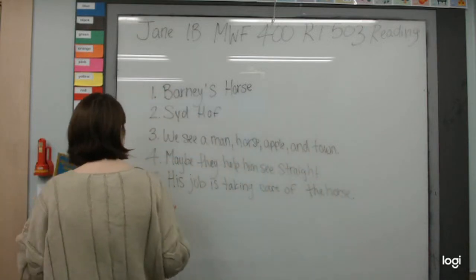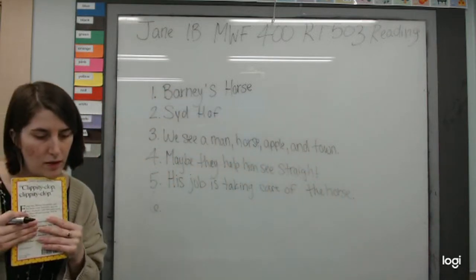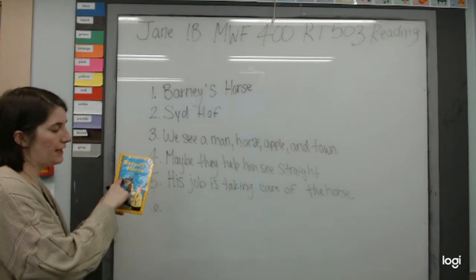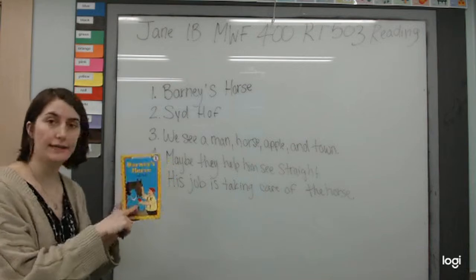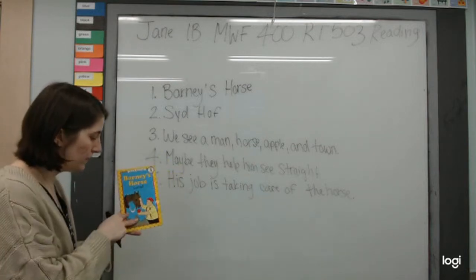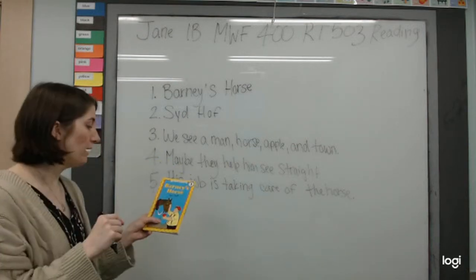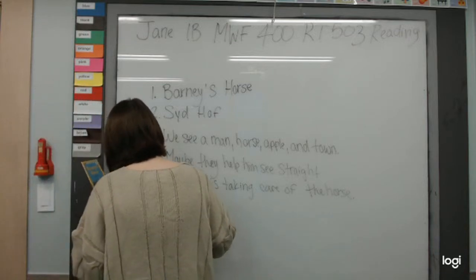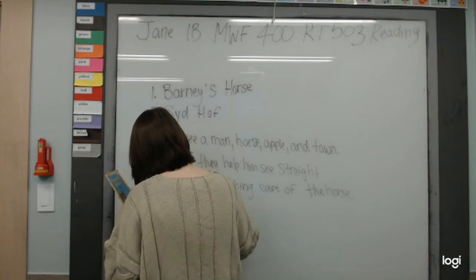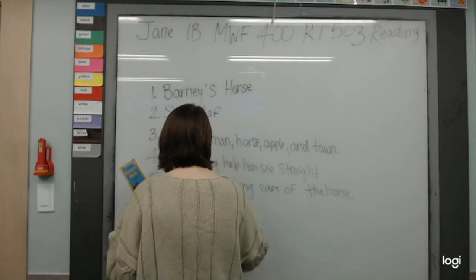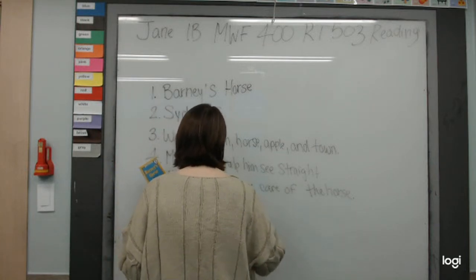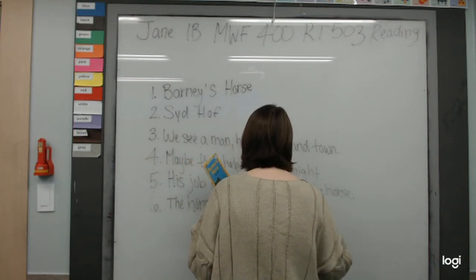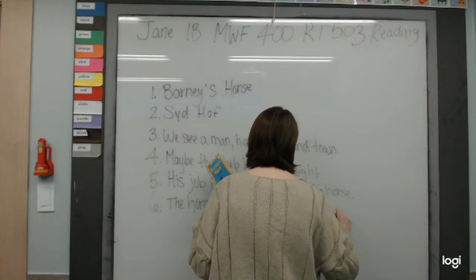All right, number 6. What do you think the horse's job is? Well, the horse looks like he has some kind of harness on him, right? And we can see a wooden peg it looks like. So maybe his job is to pull a wagon, right? So the horse's job is to pull a wagon. All right.